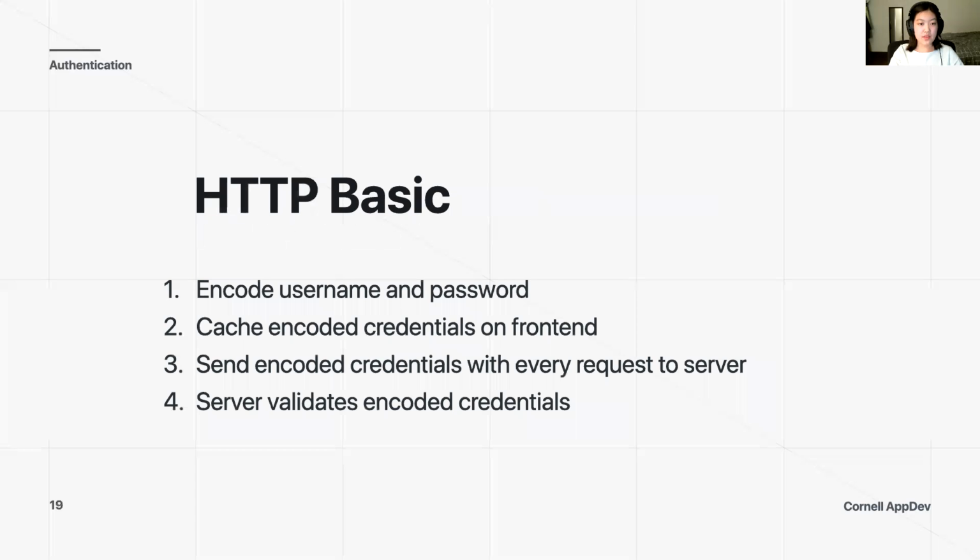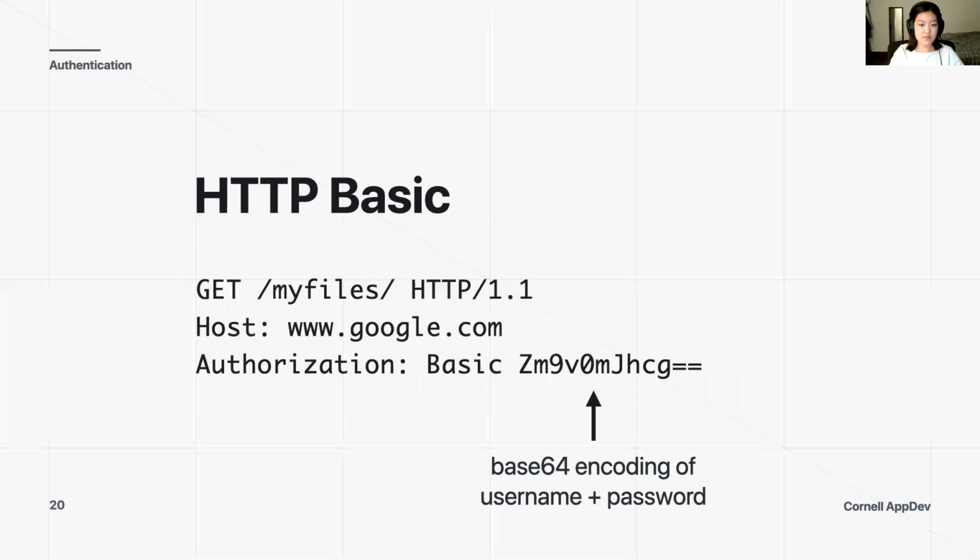So let's go ahead with HTTP basic. The gist of this is that you want to encode your username and password in your request. Then you will cache your encoded credentials on the front end. Then you will send the encoded credentials with every request to the server, and the server will take those credentials and validate those encoded credentials.